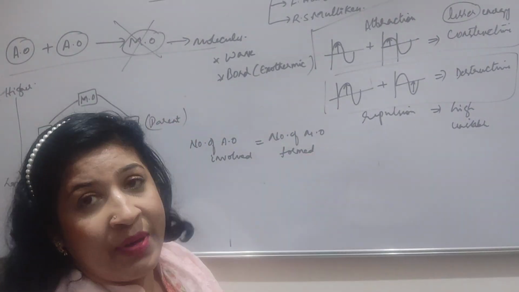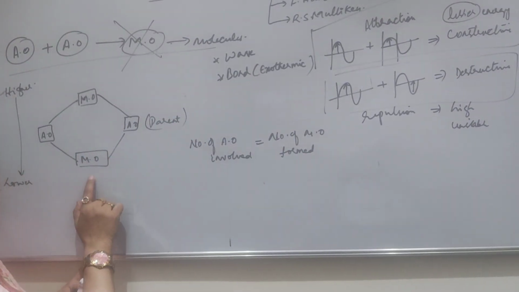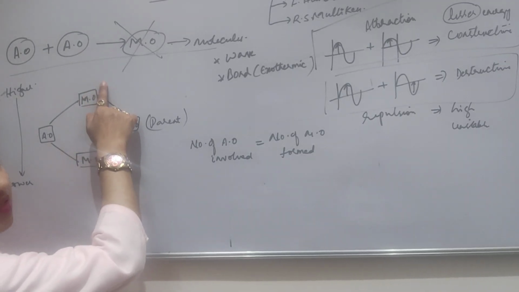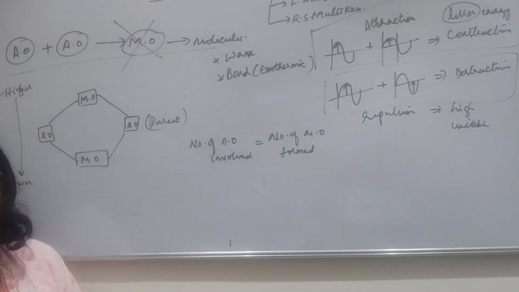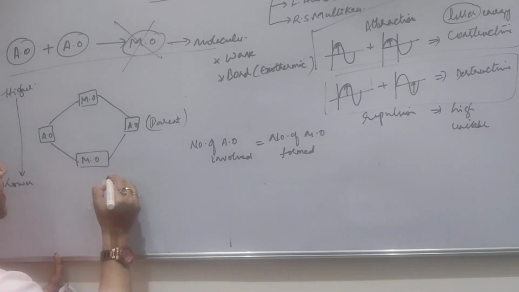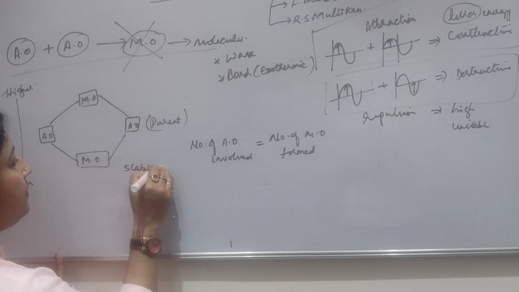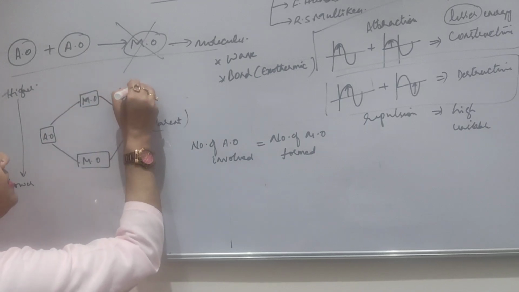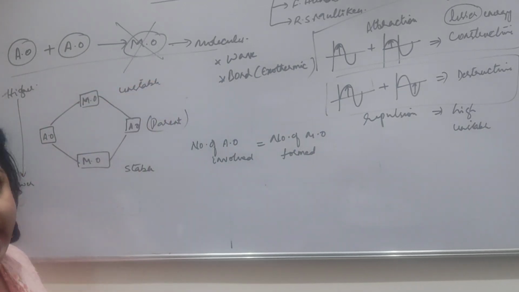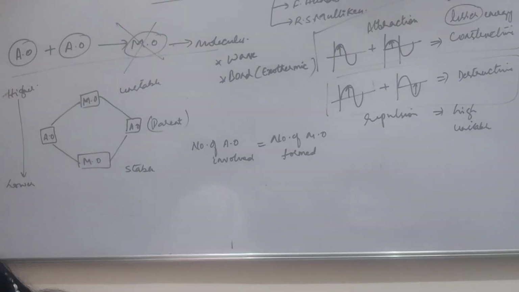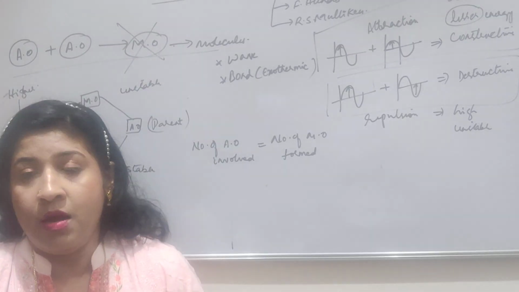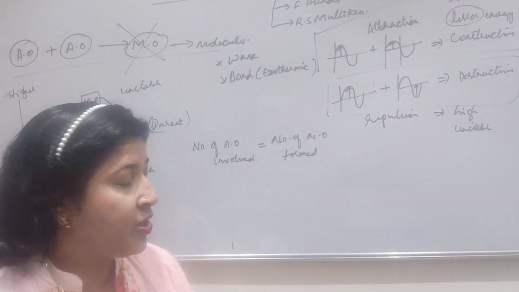The same thing is happening here. Anything that is happening here is known as constructive interference, and anything which is happening here is known as destructive interference. Whenever there is constructive interference, it is stable, with lesser energy. Whenever there is destructive interference, it is unstable and has higher energy. And very importantly, you should know that, of course, the p orbitals and s orbitals come into the picture.